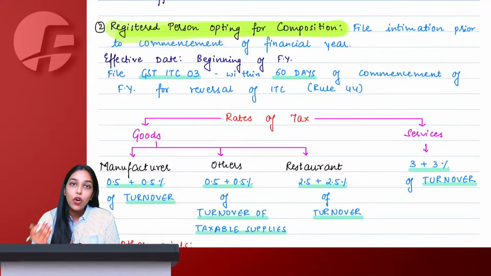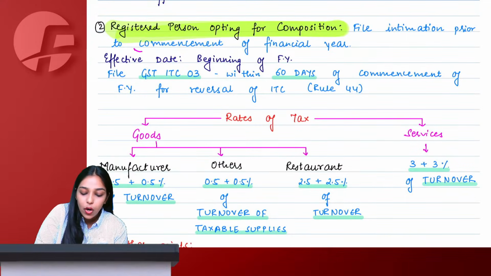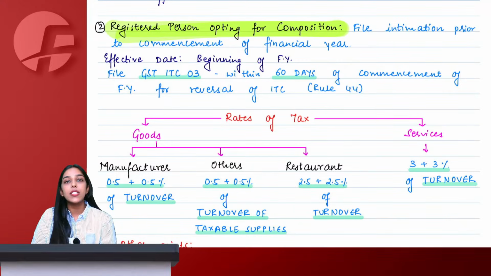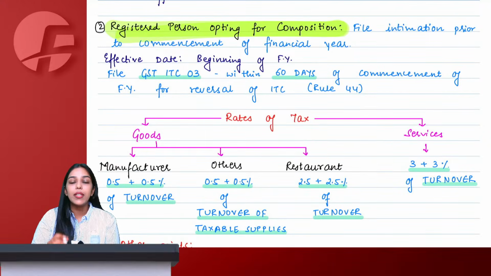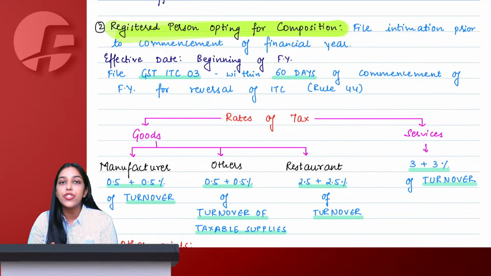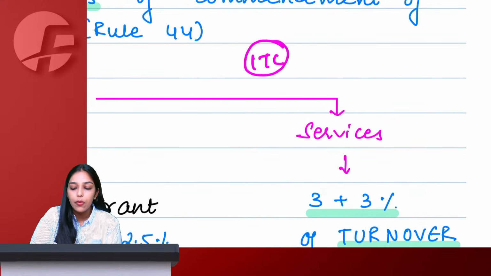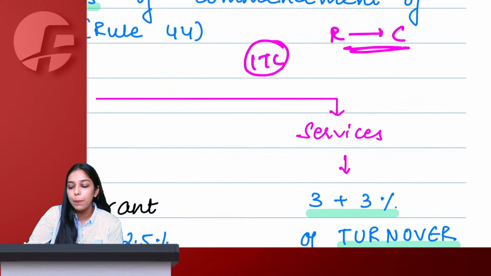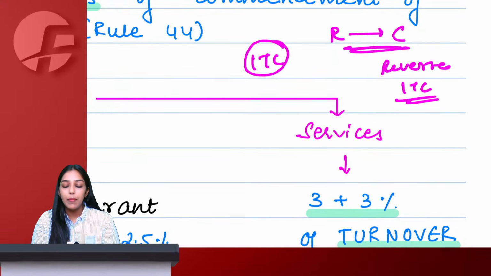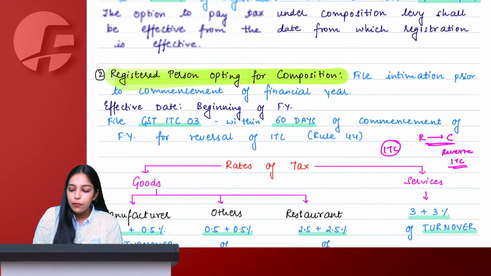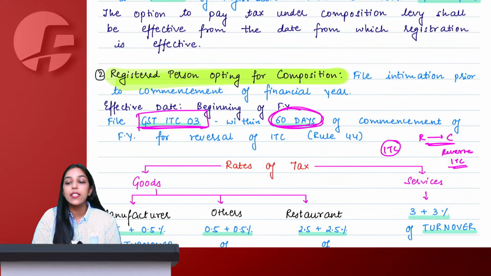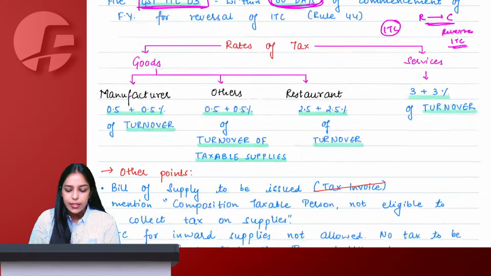So if you want to shift from regular to compo, it is possible only on the commencement of financial year, which means before 1st April. Before start of the 1st April, you will file an intimation and say to government that from next year, from 1st April, I want to shift to a composition person. So your effective date is going to be beginning of the financial year. Of course, if you are a regular person, all the ITCs were allowed to you. But now if you shift from regular to compo, you will have to reverse all the ITCs that are available to you. To reverse these ITCs, government gives you 60 days time, and you have to file a form named as GST ITC 03 and reverse all your ITCs.